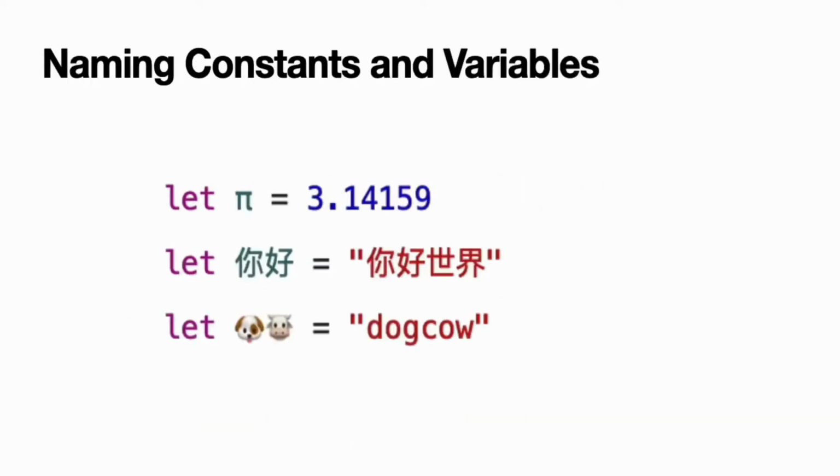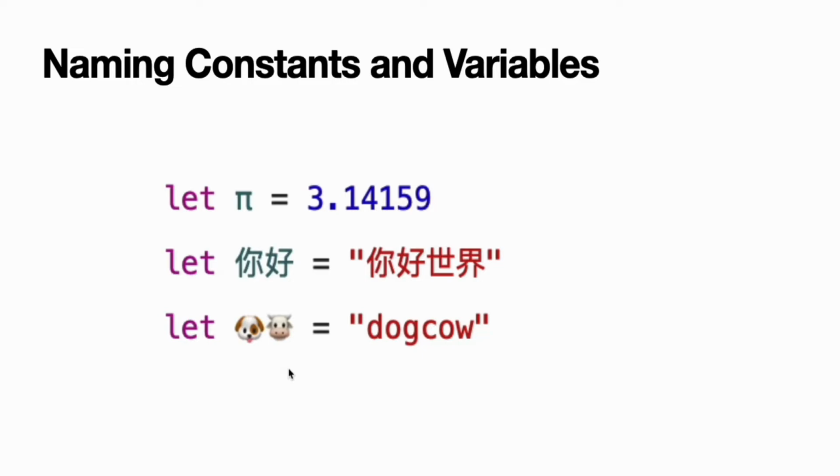Naming constants and variables. Constant and variable names can contain almost any character, including Unicode characters. Constant and variable names cannot contain whitespace characters, mathematical symbols, arrows, private-use Unicode scalar values, or line and box-drawing characters, nor can they begin with a number, although numbers may be included elsewhere within the name.